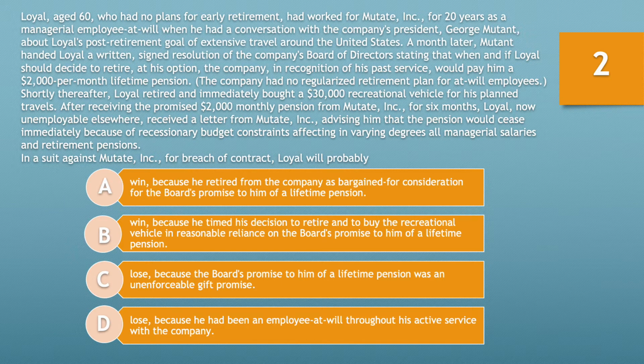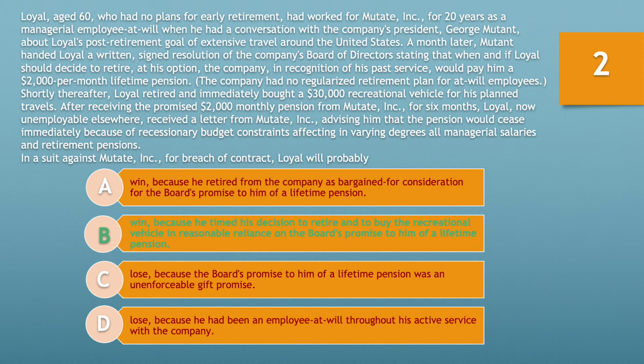C. Lose because the board's promise to him of a lifetime pension was an unenforceable gift promise. Or D. Lose because he had been an employee at will throughout his active service with the company. Take a few seconds and choose the best option now. The correct answer here is B. I hope you got that right.